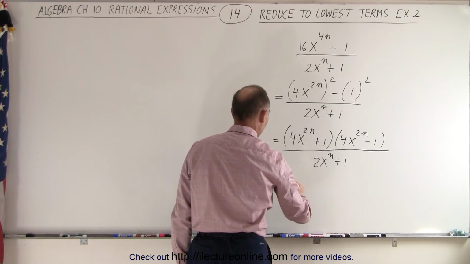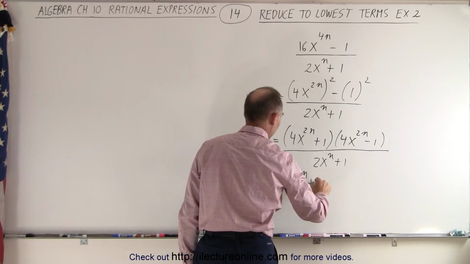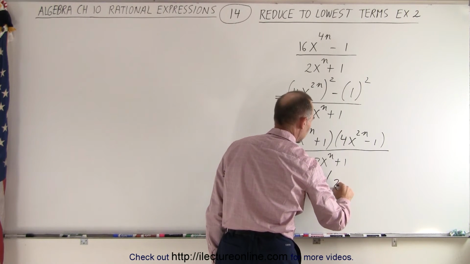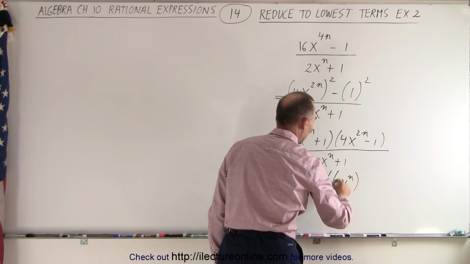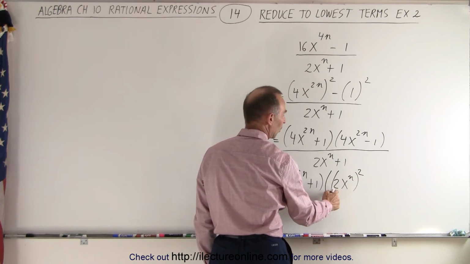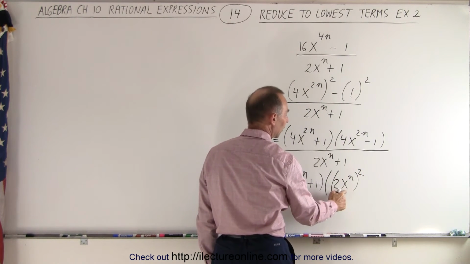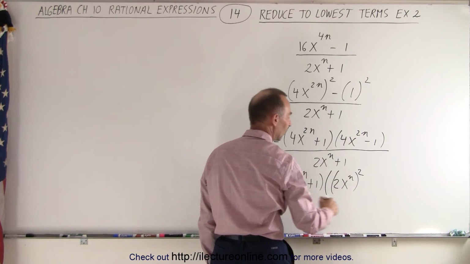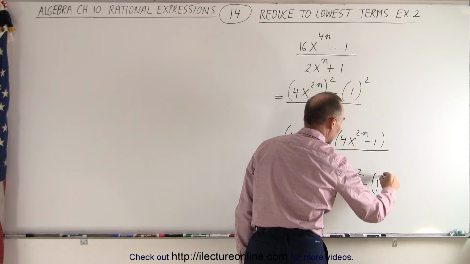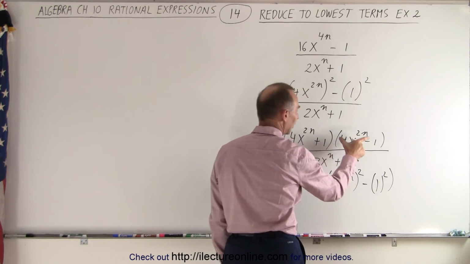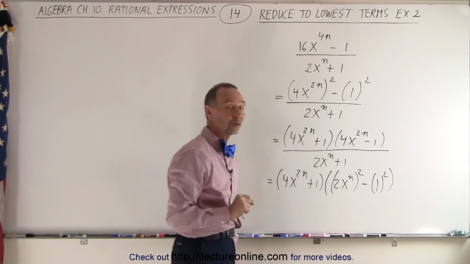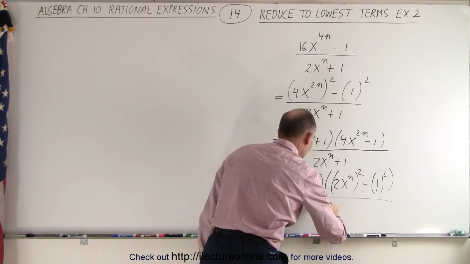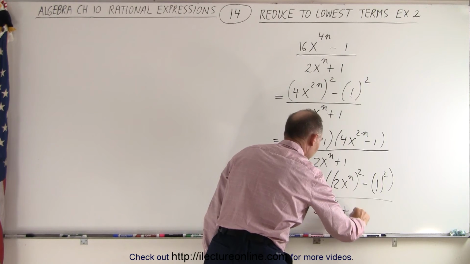This can be written as 4x to the 2n plus 1. Nothing changes here. But over here, this can be written as the quantity 2x to the n quantity squared. Because if we square the 2, we get 4. If we square the x to the n, we get x to the 2n. Because again, we're multiplying exponents. And this can be written as minus 1 quantity squared. So notice that this can be written as the difference of squares again. And we can factor it as follows. In the denominator, we have 2x to the n plus 1.